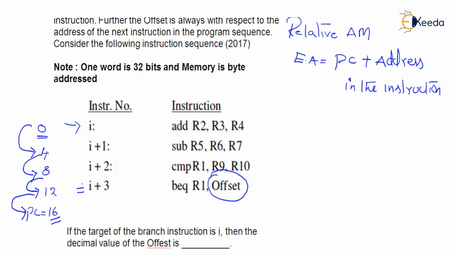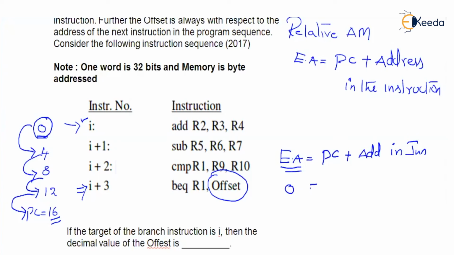So now, this is a branch instruction branching to the ith instruction, which has an offset 0. Now, how to calculate the effective address? Effective address is equal to program counter value plus the address in the instruction. Effective address we already know, that is the ith instruction offset. We are branching from this location to this location. What is the offset of this location? This is the 0th location. So the effective address is 0.